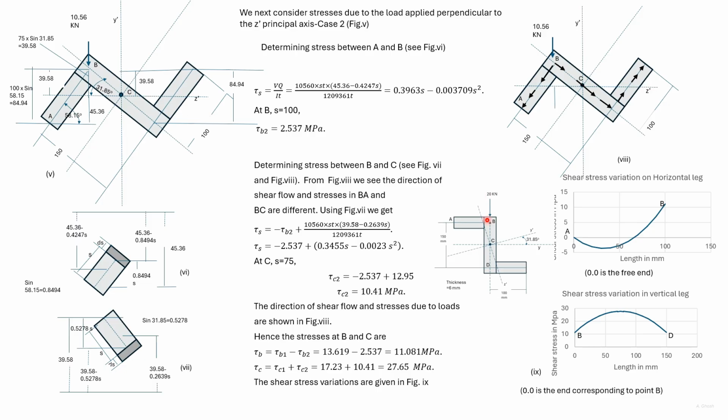This was the original problem, and these give the variation of stress in AB and BC. So this is BC. We found out tau B, as can be seen in this diagram and this diagram. We also found out tau C, which can be seen in this diagram. The fact that the stress at B is the same serves as a check.